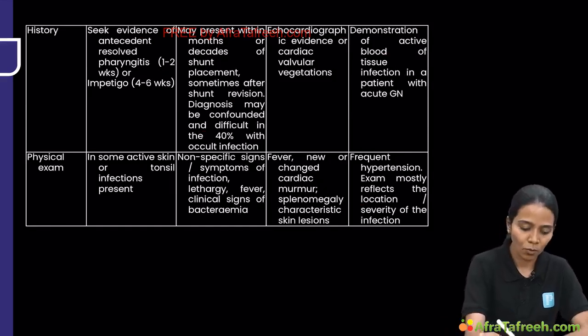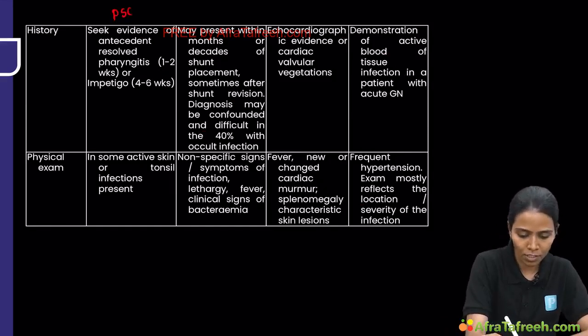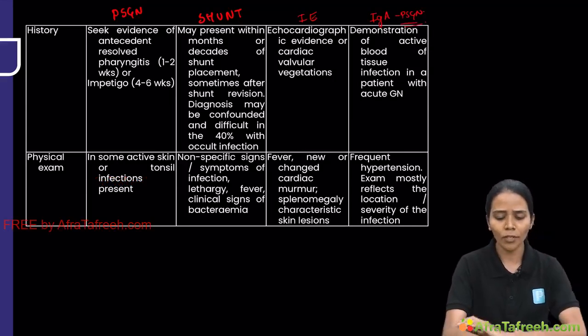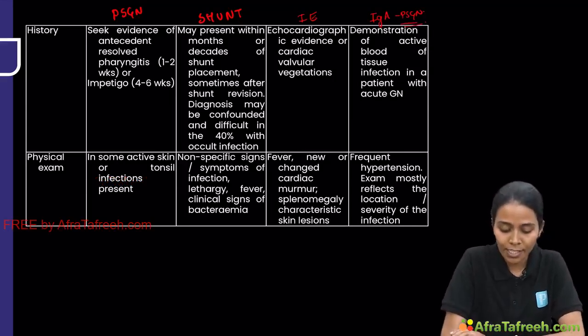Okay. Now here again this is PSGN. This is shunt associated glomerulonephritis. This is infective endocarditis associated glomerulonephritis. This is IgA dominant PSGN. Okay. Now history. In PSGN, seek evidence of antecedent resolved pharyngitis.